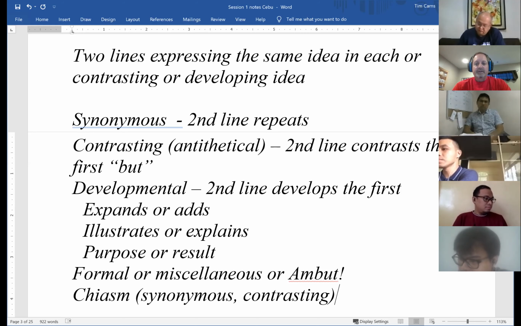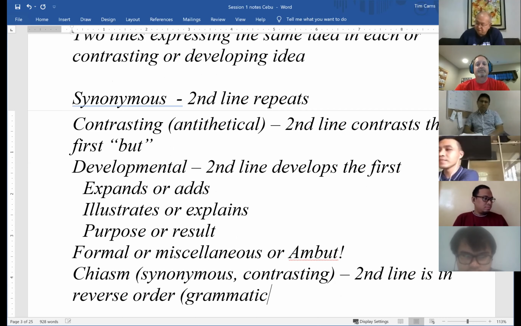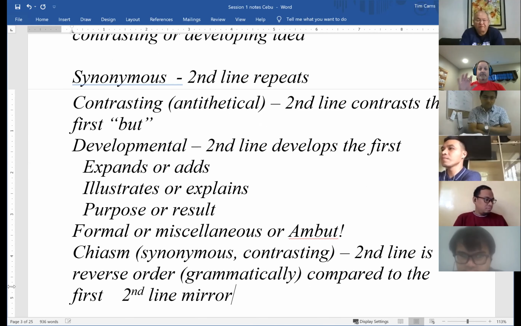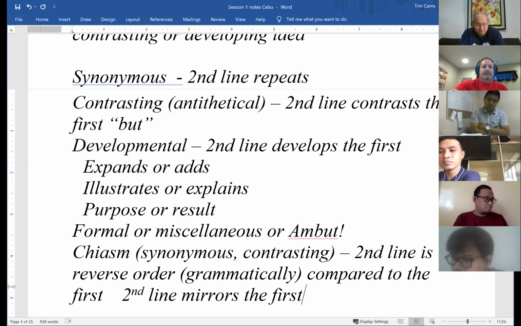It's where the second line is in reverse order grammatically compared to the first. The word order is intentionally switched, and it's exactly in reverse. You can think of it like the second line mirrors the first. When you look in a mirror, the image is flipped. If you hold up your right hand, it looks like it's your left hand that you're holding up. So chiasm is kind of like that. The second line mirrors the first. And that's an intentional word order by the author because he's intending to highlight, emphasize something. We'll get into that more probably next week as well, but I at least wanted to expose us and remind us of these things.